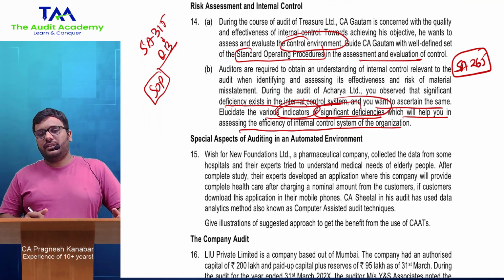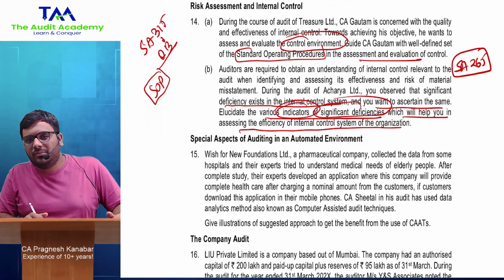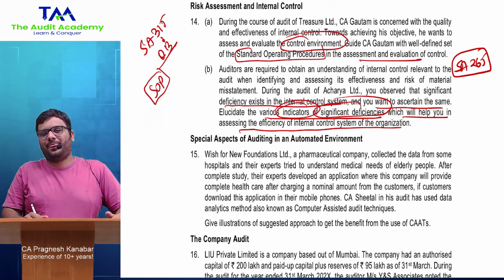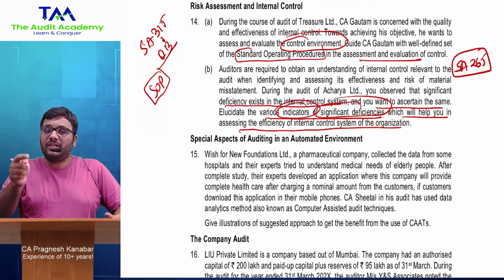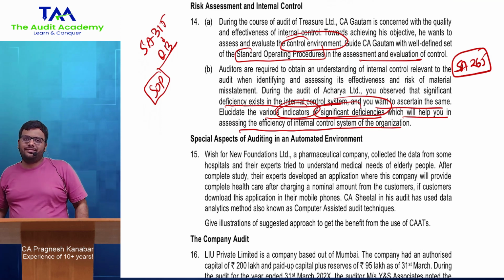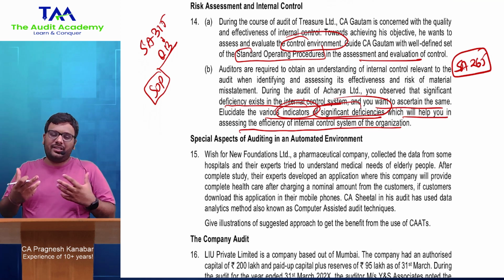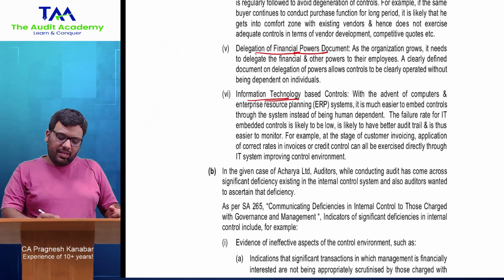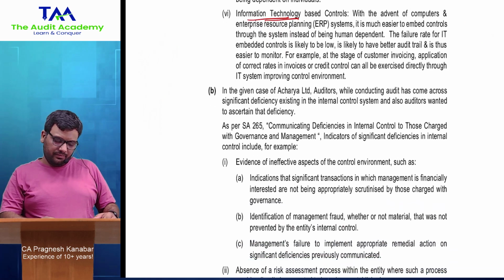So let us say there is a rectification entry by the management. Don't you think there is an indicator that something went wrong? Yeah. If you have found misstatements which the entity could not identify with its system, that means there is an indicator that somewhere the system has gone wrong. Yes. So indicators of significant deficiencies. They have given lots of indicators over here.